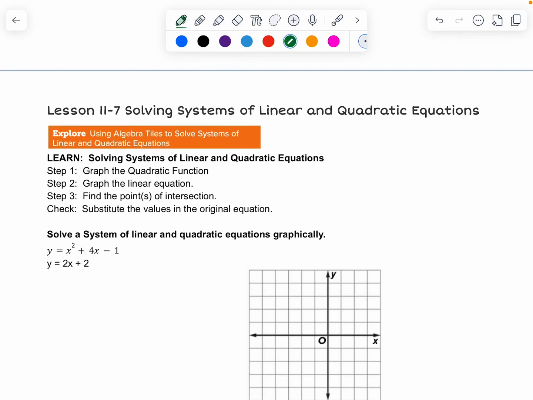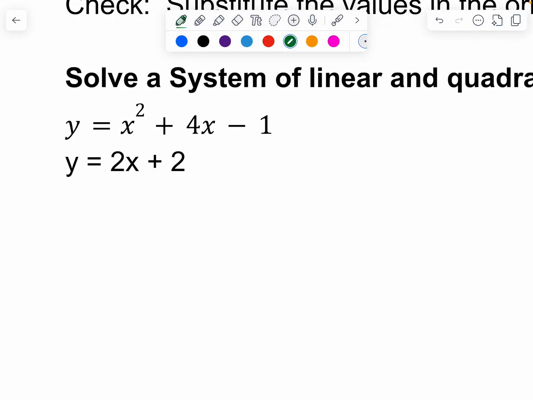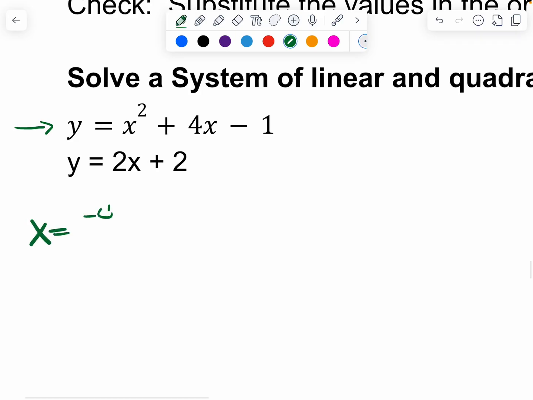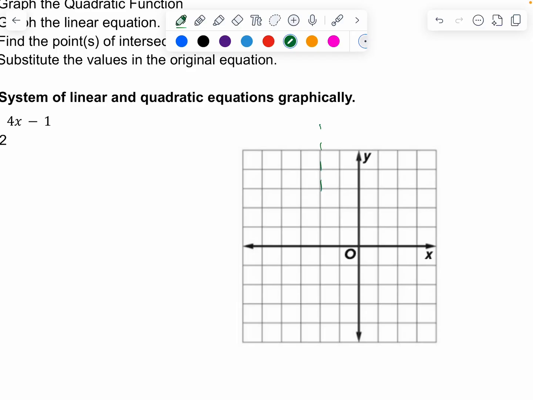Step 1, graph the quadratic function, graph the linear, then find the point of intersection. So if I'm doing the top one, I want to find the axis of symmetry. So x equals negative b over 2a, which is negative 4 over 2 times 1. So x equals negative 2. That's going to be here.